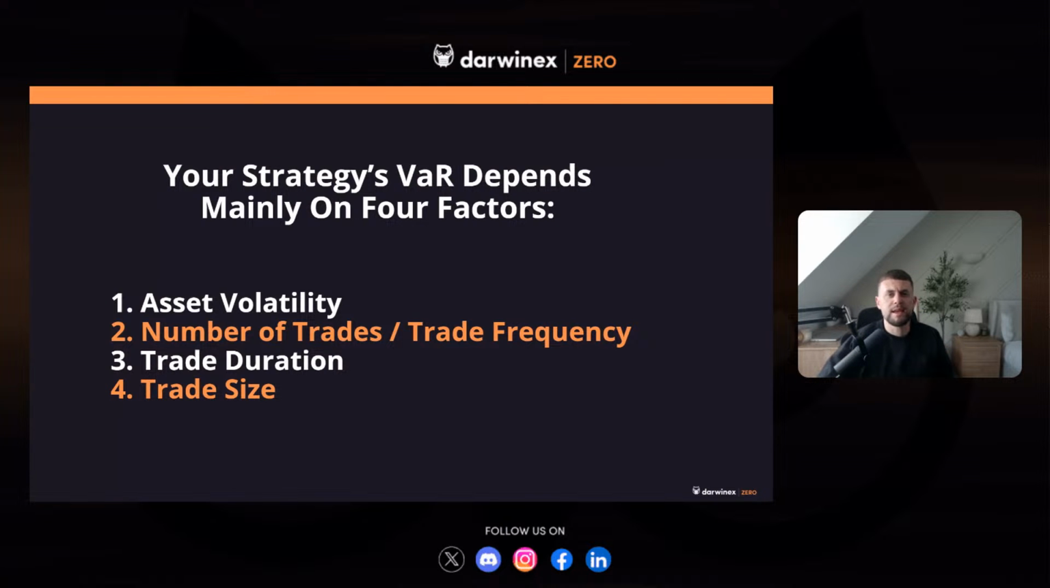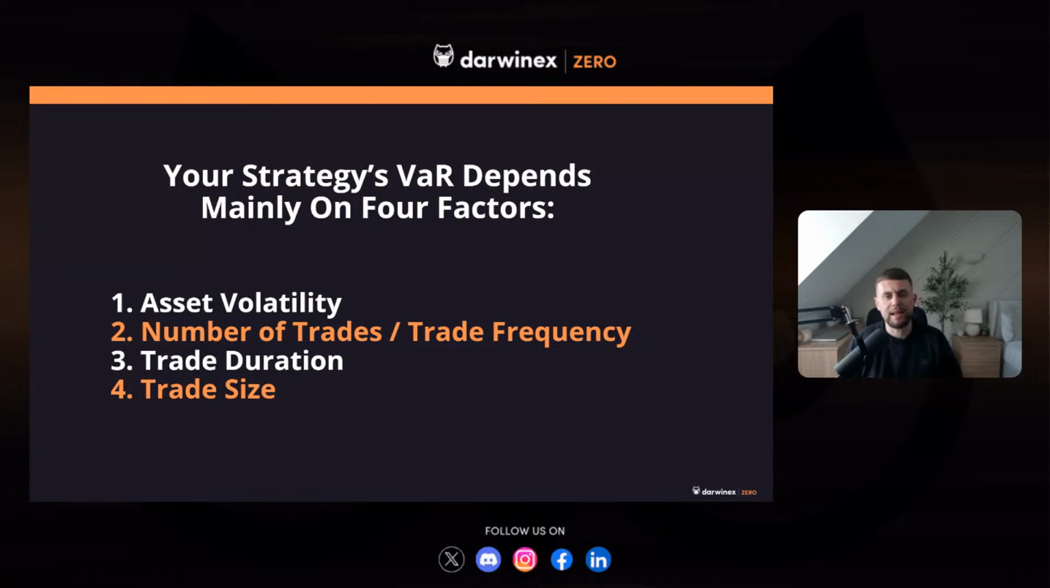Number two is your trade frequency. So if you're taking more positions, again, you're going to be having a higher value at risk because you have higher risk exposure or higher exposure to the market. Number three, we have trade duration. The longer you sit in a trade, the higher your VAR will be again.